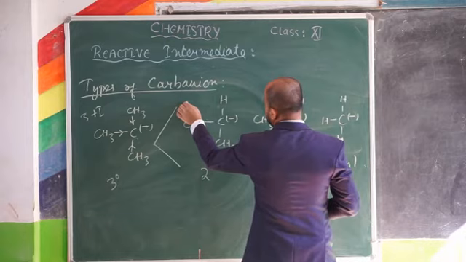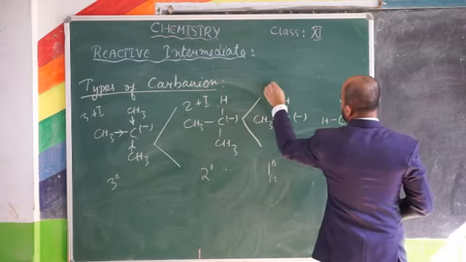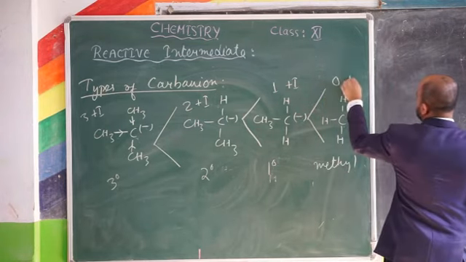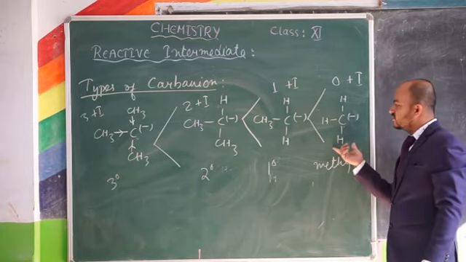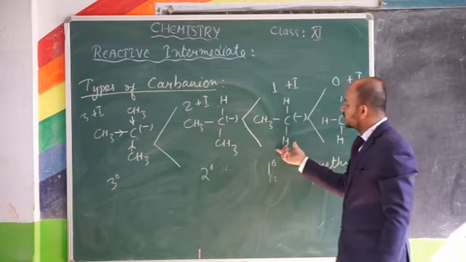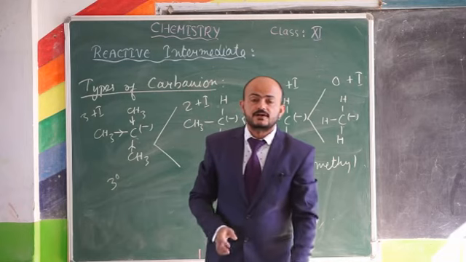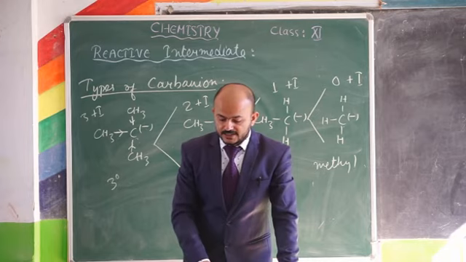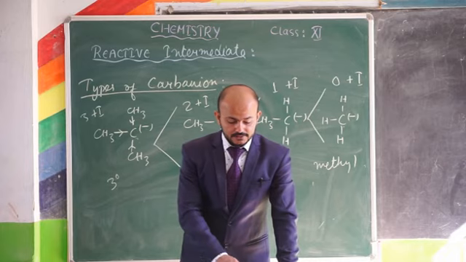Then comes the second degree. It has 2 plus I effect groups. Then you have this showing 1 plus I effect, and here it has 0 plus I effect. Therefore, the stability order is what? Methyl is the most stable, then comes first degree, then second degree, then comes third degree, and it can be explained on the basis of plus I effect. So these are the things that you have to learn from this carbocation and carbanion.